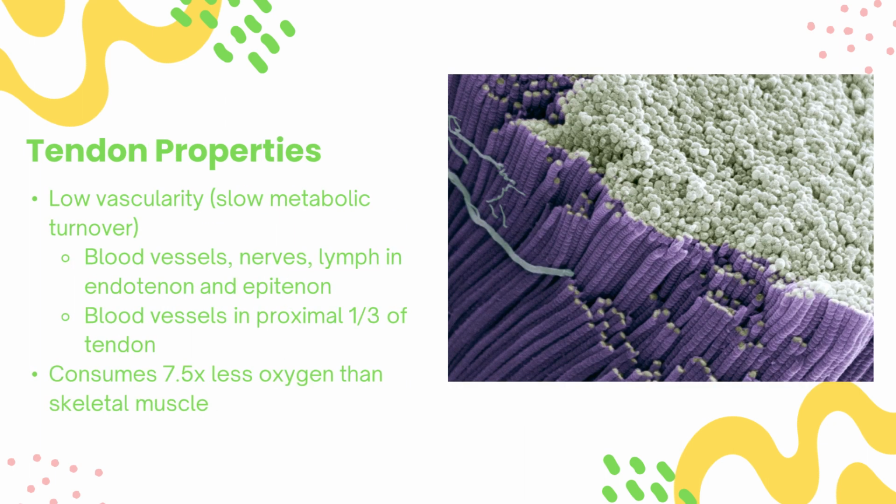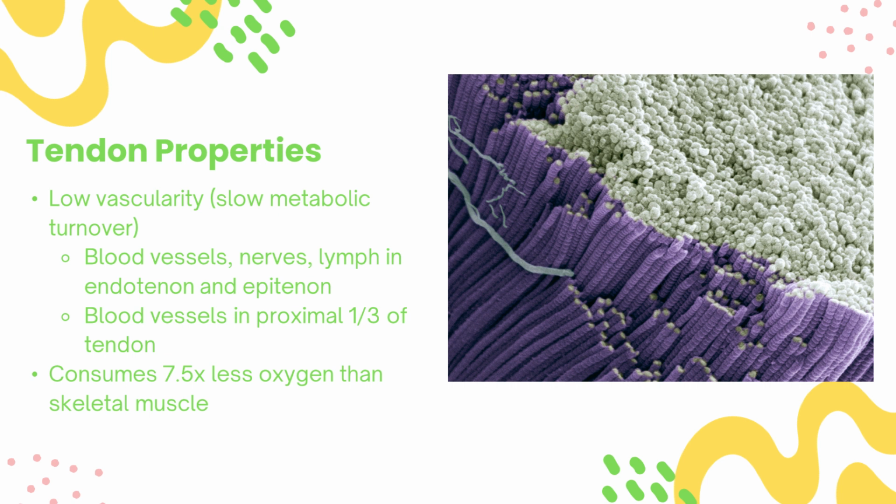So we're going to go a little bit more into tendon properties. The tendon, like cartilage, is avascular and aneural in the tendon tissue proper. So that is more of that mid-substance of the tendon. There's no blood vessels and there's no nerves, okay?